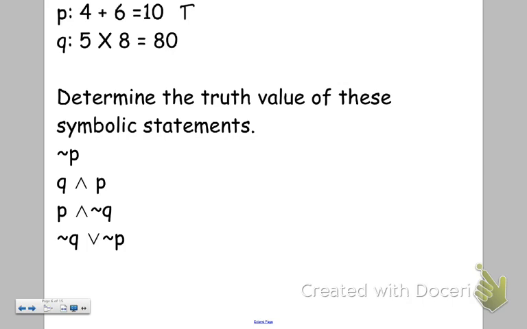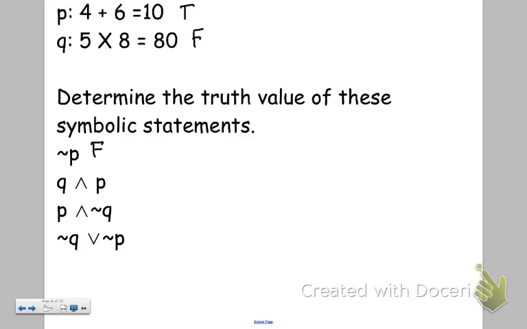Is statement Q true or false? Does 5 times 8 equal 80? Nope, it doesn't. So statement Q is going to be false. We can use those truth values now to help us figure out if other statements are true or false. Okay? So we want to determine the truth value of not P or negate P. Okay, so if P was true to begin with, if we negate it, it will become false.